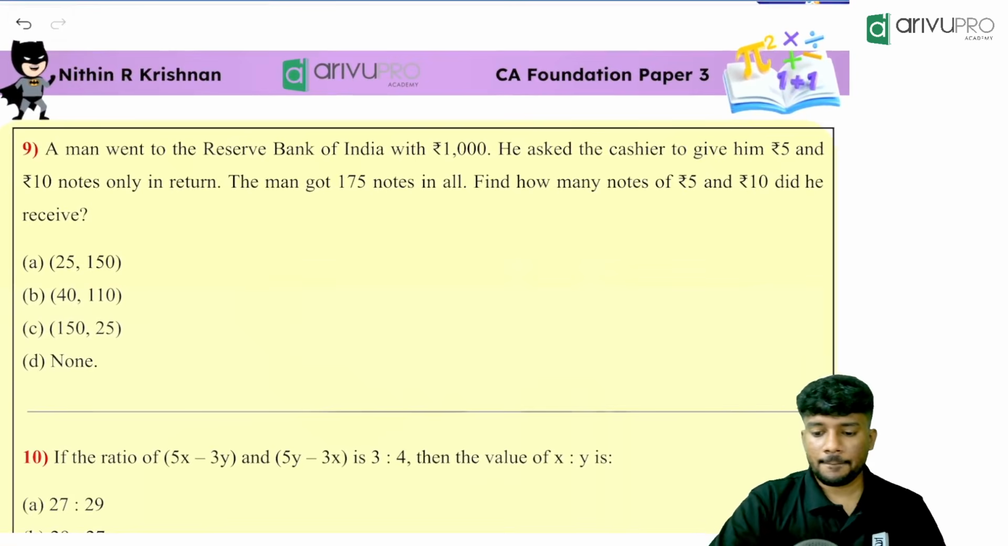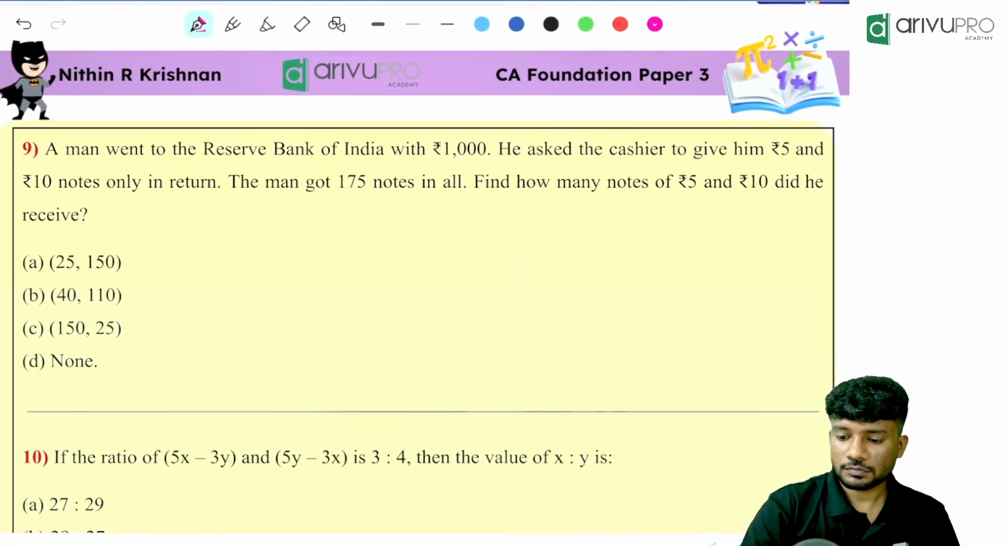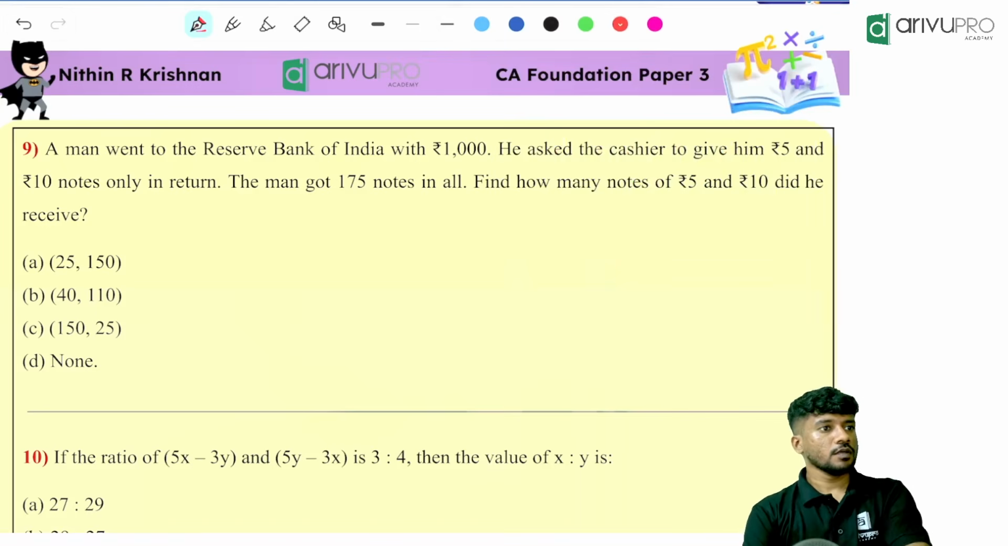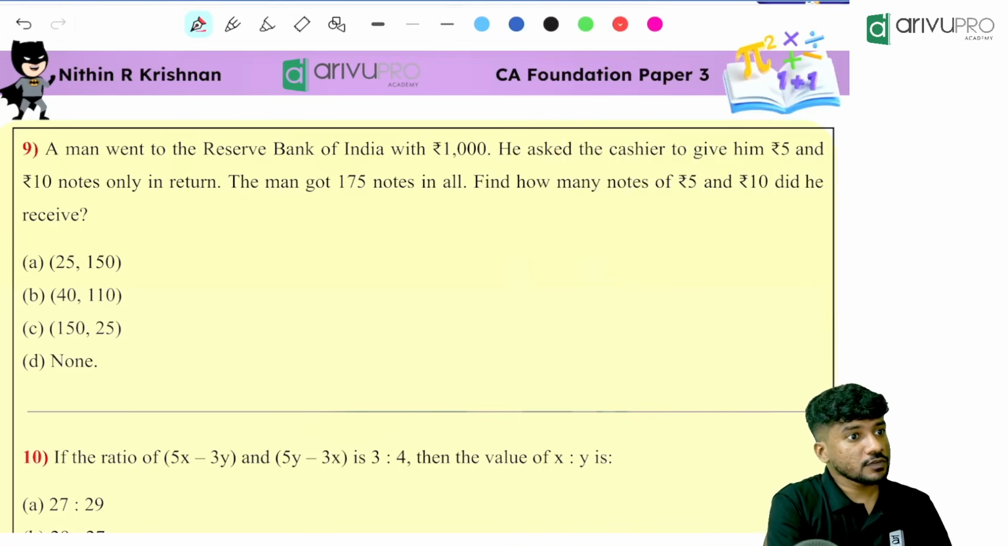Tell me the answer. You can try, then I will try with you guys. Yes, digits reverse.